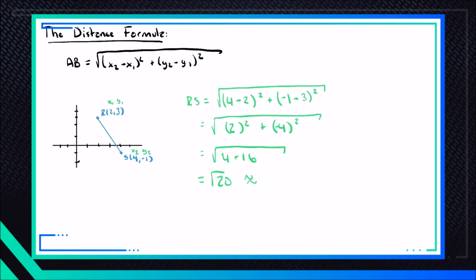And if we plug that into our calculator, the square root of 20 is approximately equal to 4.5. So that's all you need to know for the distance formula. If you have any questions, please let me know.